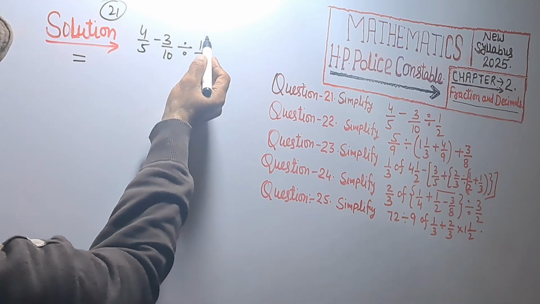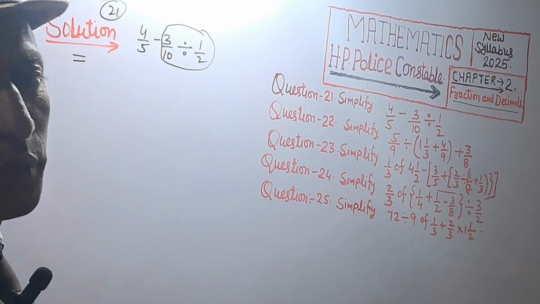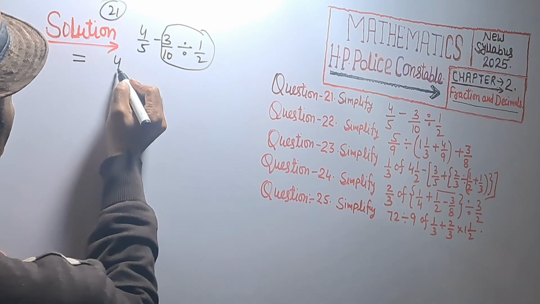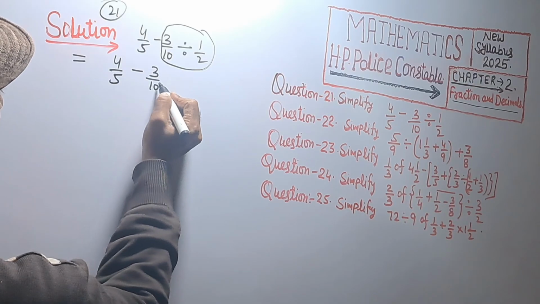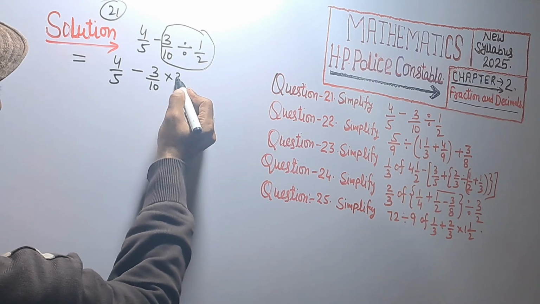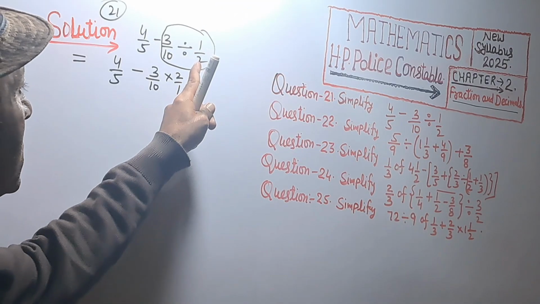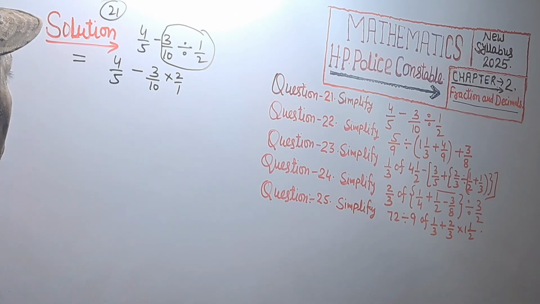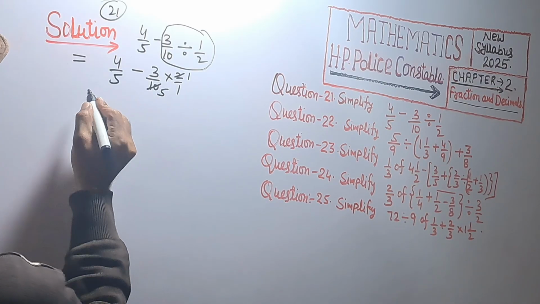First, 3/10 divided by 1/2. Keep 4/5 as it is, minus 3/10, and change division into multiplication, that is 2/1. The reciprocal of 1/2 is equal to 2/1. 2 1s are 2 and 2 5s are 10.